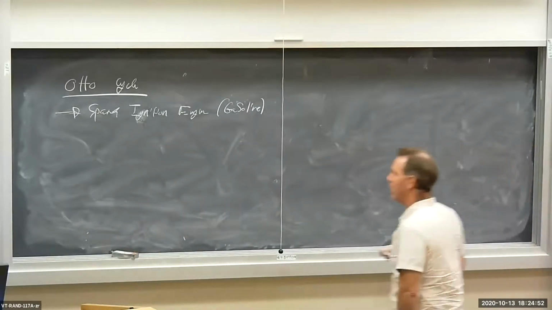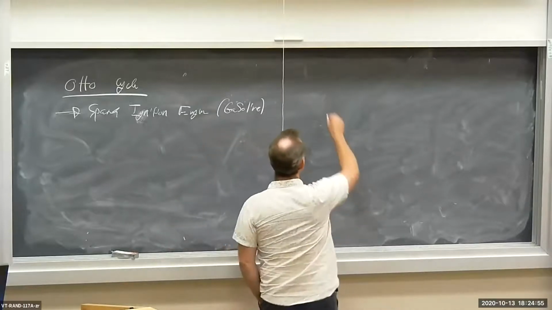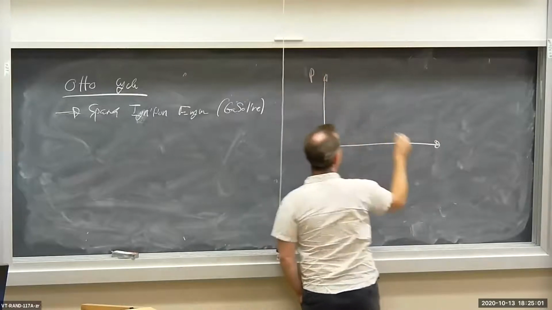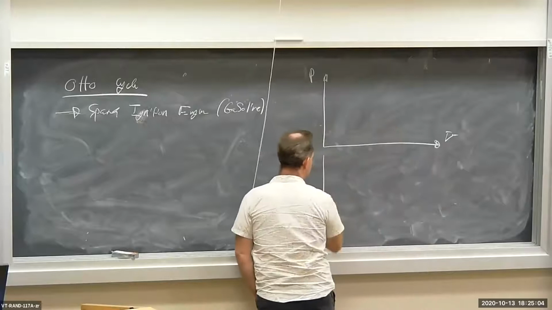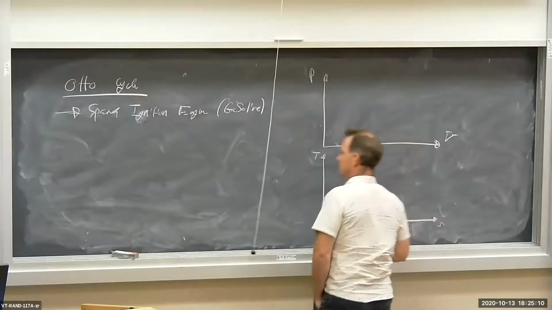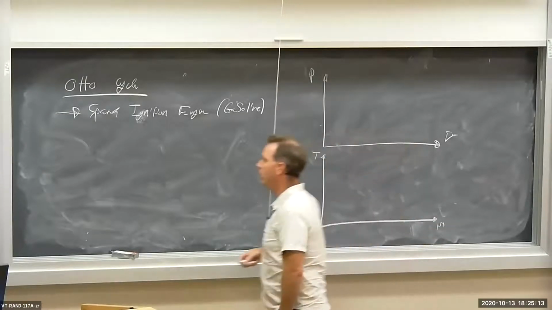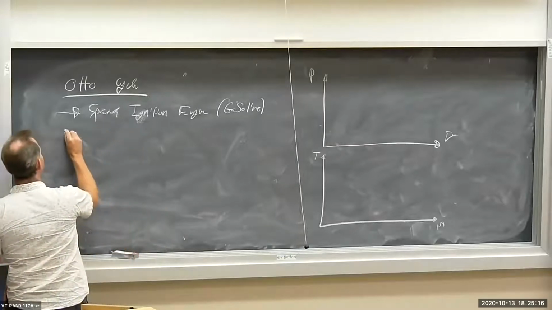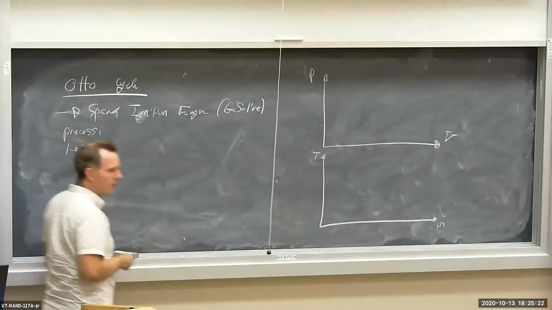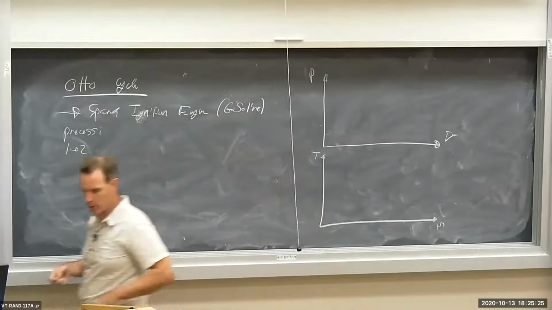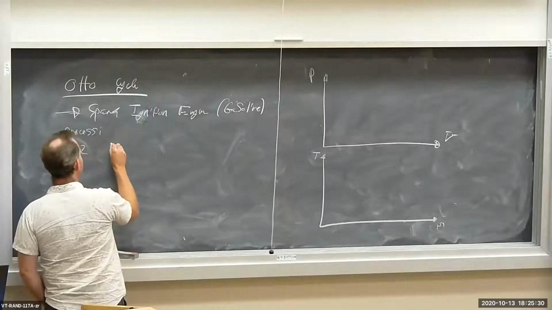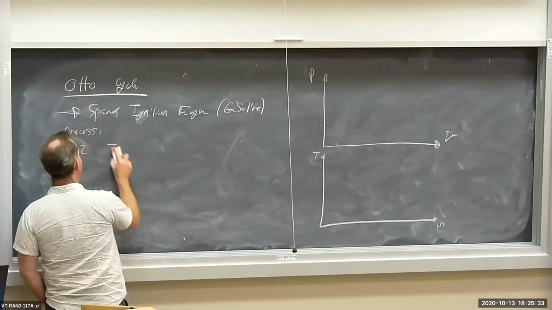So let's talk about the Otto cycle here. Let's put up a PV diagram, and then I'll put up a TS diagram afterwards. So here's a PV diagram, and here is a TS diagram. We'll do them both. Okay. So process 1 to 2. Let me make sure I start off in the right place. 1 to 2 is isentropic compression, or if you like, adiabatic compression.